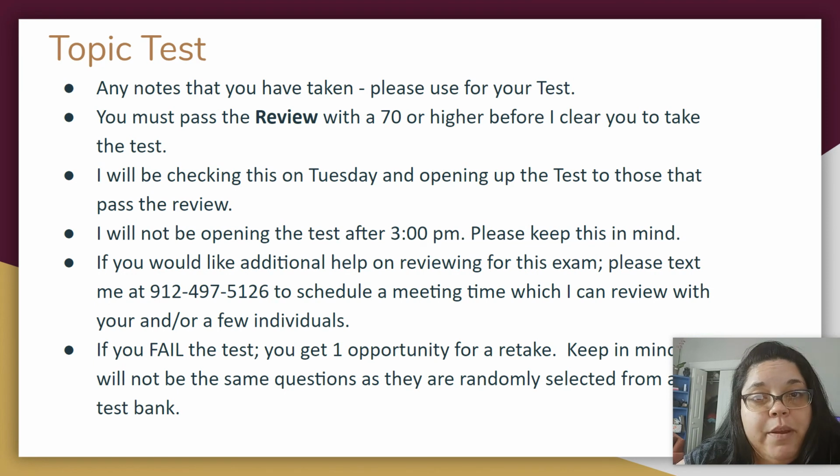If you would like additional help on reviewing any of the material that you are struggling with and can't understand, please go ahead and text me at that number, which is 912-497-5126. We can schedule a meeting. If there's more than one of you, we'll schedule a meeting with a few of you in order to go over some of the information, or it might just be you. All right, so if you want additional help or any information, especially if you've gone through the review and you're struggling through the review, then definitely consider texting me. I'm available from 9 to 3, okay? After 3, I'm not available, all right?